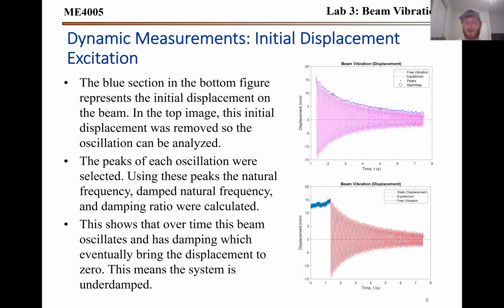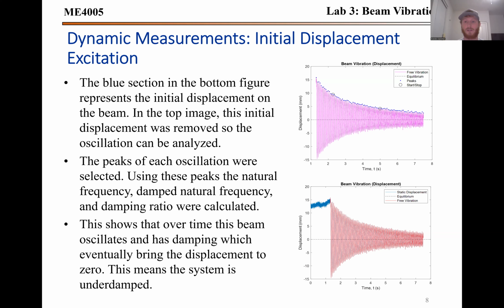So now in this experiment, as you can see, the blue section in the bottom figure represents the displacement on the beam, and then we removed that displacement to give you the top image. And in this top image, we isolated the peaks of the oscillation. And then using those peaks, we're able to determine certain properties of the beam.